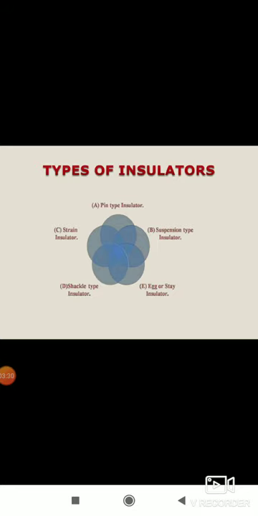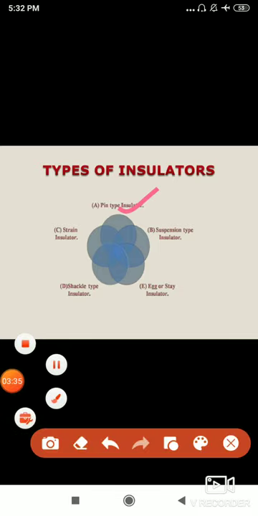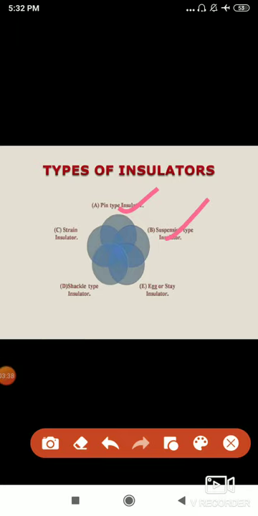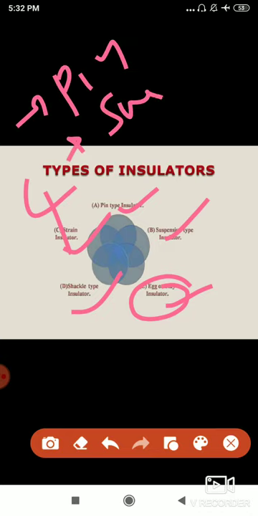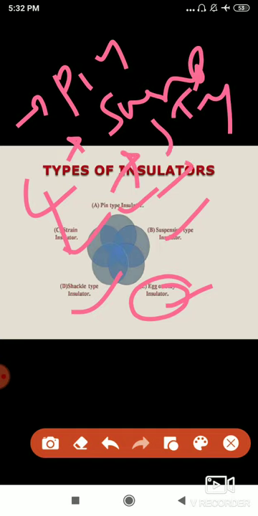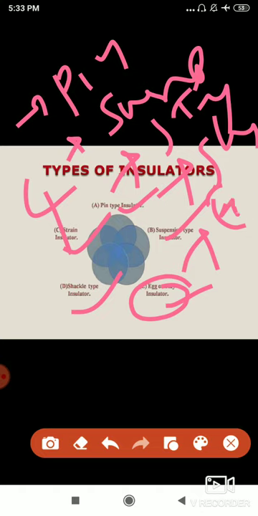There are four types of insulators. The first one is pin type insulators, then suspension type insulators, strain type insulators, and shackle type insulators. And last, which is not that important but we discussed it, is the egg or stay insulator. So basically, there are four types of insulators: pin type, suspension type, strain, shackle, and egg or stay insulators.